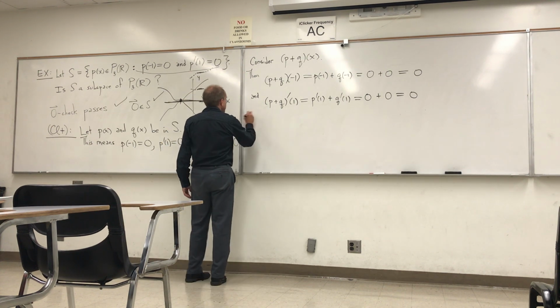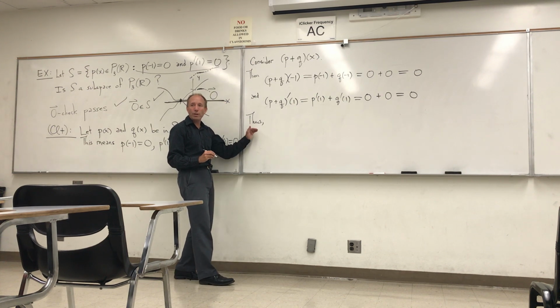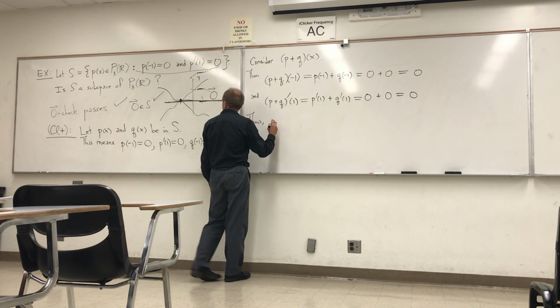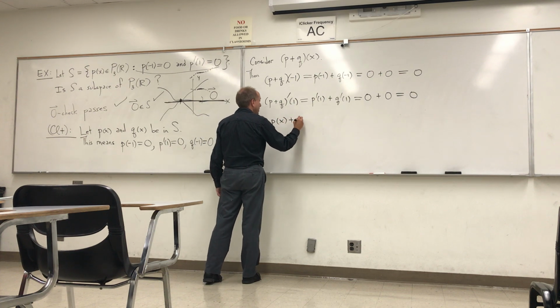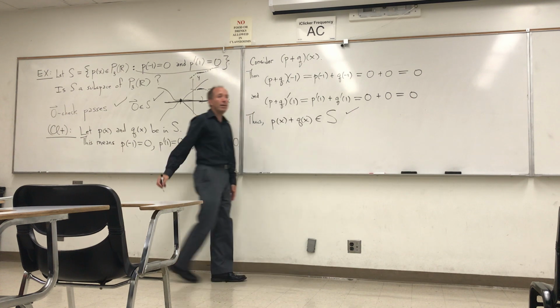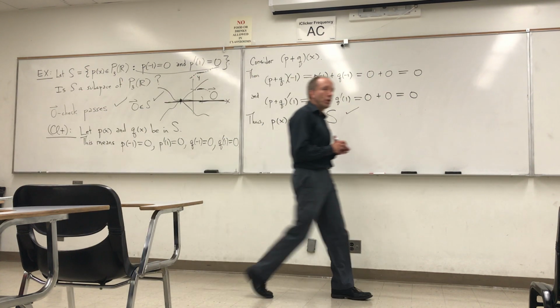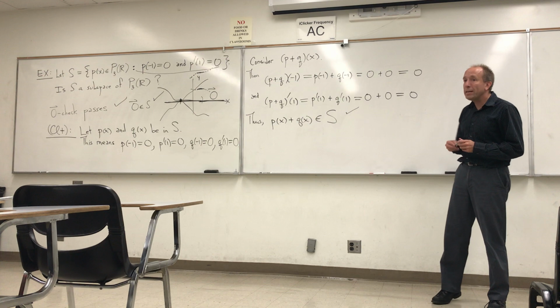Okay, so thus, don't forget this next line. This is really important, which is that P of x plus Q of x is an element of S. Put a check mark there. So when we add them together, the result is still in S. Does that make sense? This is closure under addition. What else do we need to check?